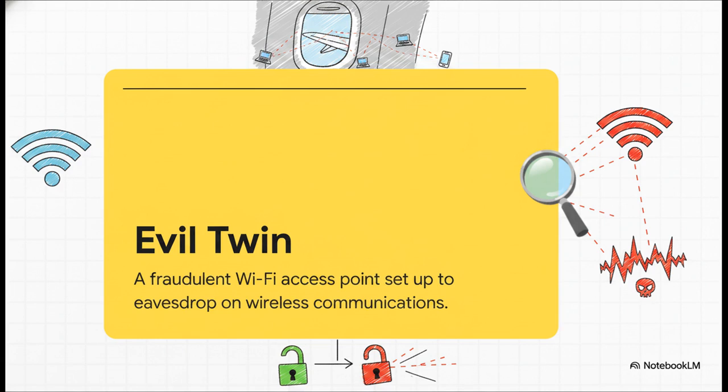Enter the evil twin. This is a fraudulent Wi-Fi access point that literally mimics a legitimate one. It broadcasts the exact same name, the SSID, so your device thinks, oh hey, a familiar friend. And listen, this isn't just some theoretical lab experiment. Back in July 2024, a man was actually charged by the Australian Federal Police for running an evil twin network on a commercial domestic flight. He set it up specifically to steal the credentials of his fellow passengers mid-air.